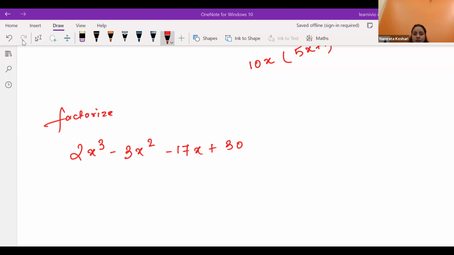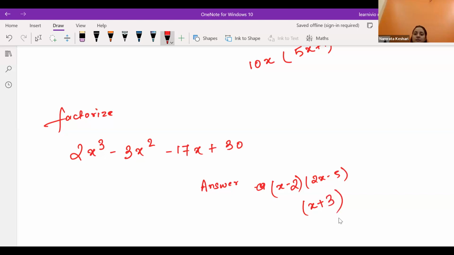Ma'am, done. Okay. I'm coming. Rest of the students, are you done? Yes, ma'am. What you got? x minus 2, multiplied by 2x minus 5, multiplied by x plus 3. x plus 4 you are saying, right? x plus 3. Rest of the students, are you getting the same? Yes, ma'am.